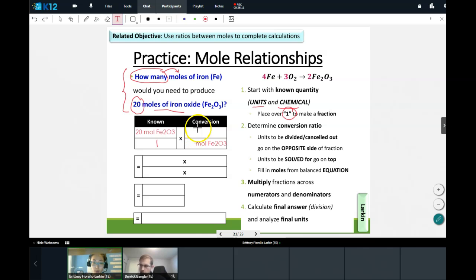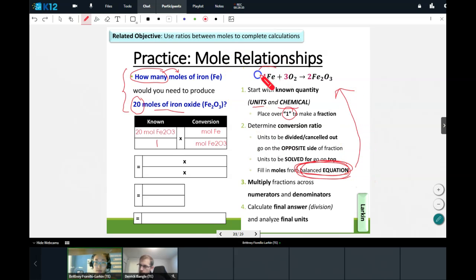Yes, we're solving for moles of iron. So on top, what I solve for is moles of iron, MOL space Fe. This has given us our conversion ratio. Now, the only thing we need to do is fill in the numbers. The numbers for a conversion ratio always come from the balanced equation, just like we saw on the previous slide. So let's go up to our balanced equation and take a look.